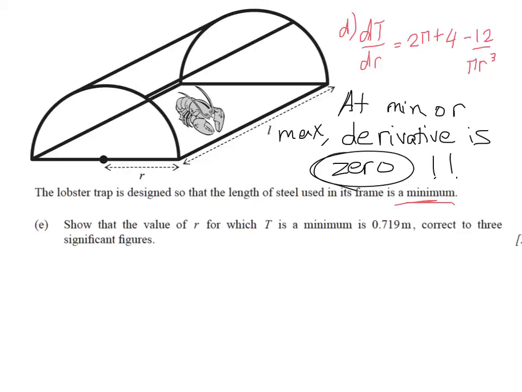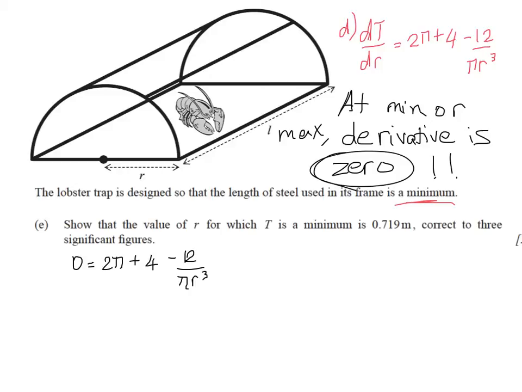So let's do it. All right, so we have from earlier that dt over dr is equal to this expression. So instead of dt over dr, I'm going to put, you guessed it, 0. Instead of dt over dr, I'm going to have 0. So 0 is equal to, and I'm just rewriting the right side of the equation, 2 pi plus 4 minus 12 over pi r to the third.